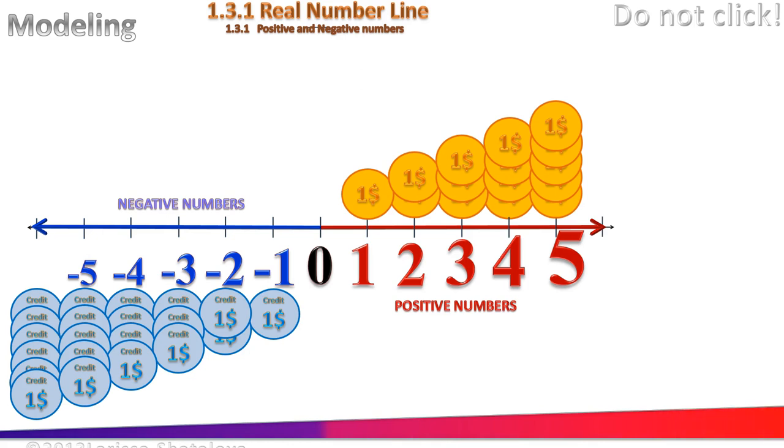On the left, you can see an arrow that tells us that we can extend this real number line to the left as much as we want, or we can extend it to the right as much as we want.